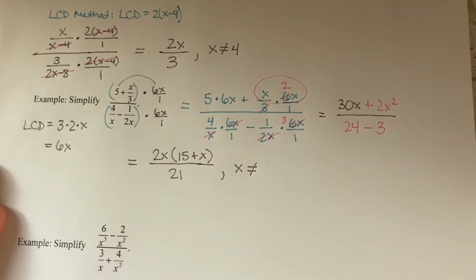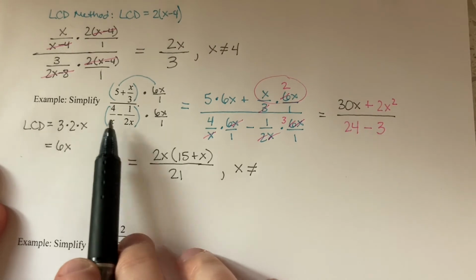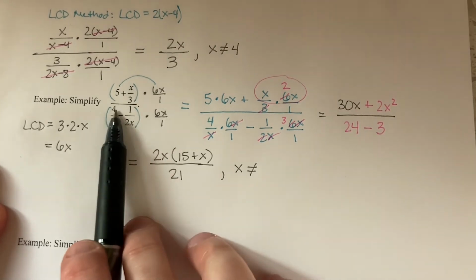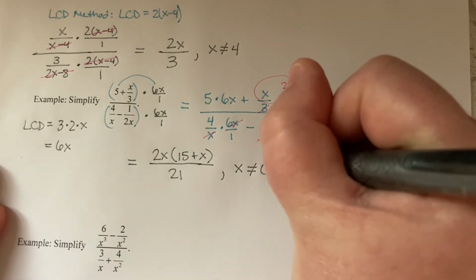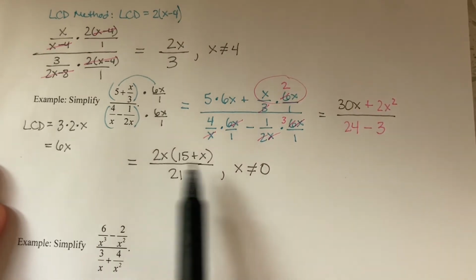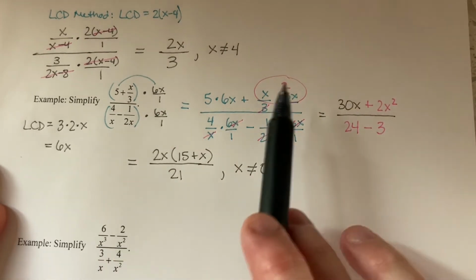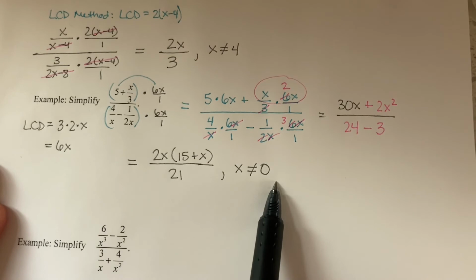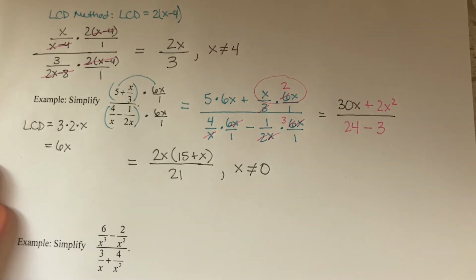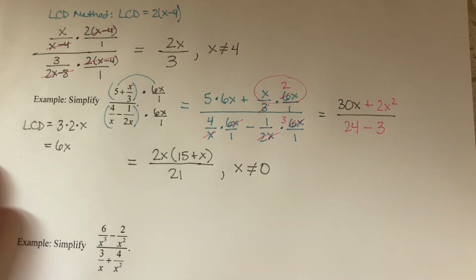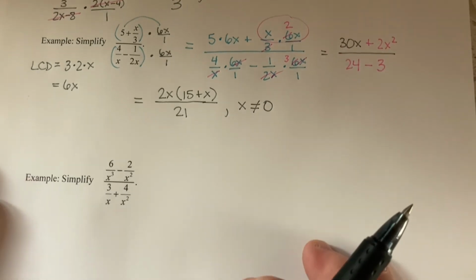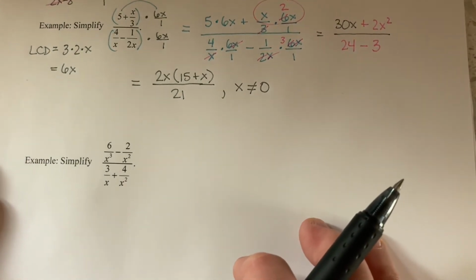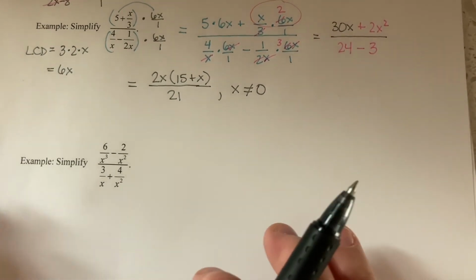So let's see what happened. In the original problem, we couldn't have x equals 0 because that would be dividing by 0. And there was nothing else at any other point that we canceled. So it's just x cannot equal 0 for our domain restriction. Nice. All right, last one.